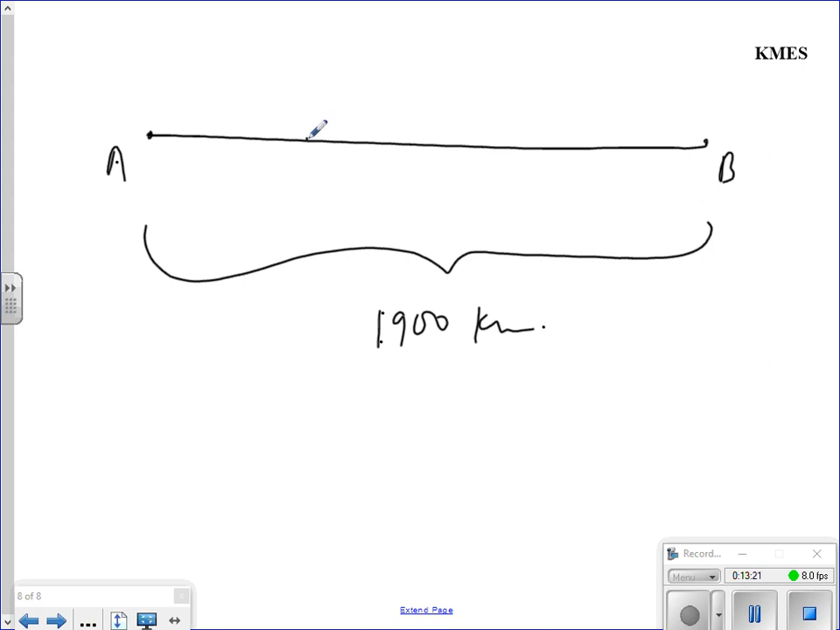So let us consider up to this point here, M, he is traveling by a bus. Whereas from M to B, he is traveling in an aeroplane. So these are the two different modes of transport that Vishal is using. He is traveling from A to M in a bus and from M to B in an aeroplane. The total distance from A to B is 1900 kilometers as we know.